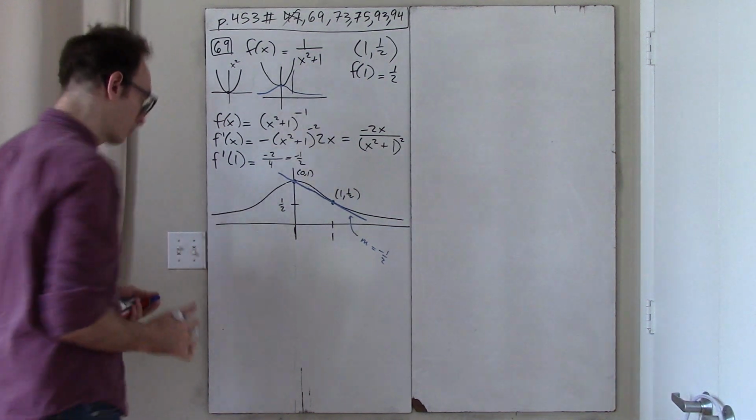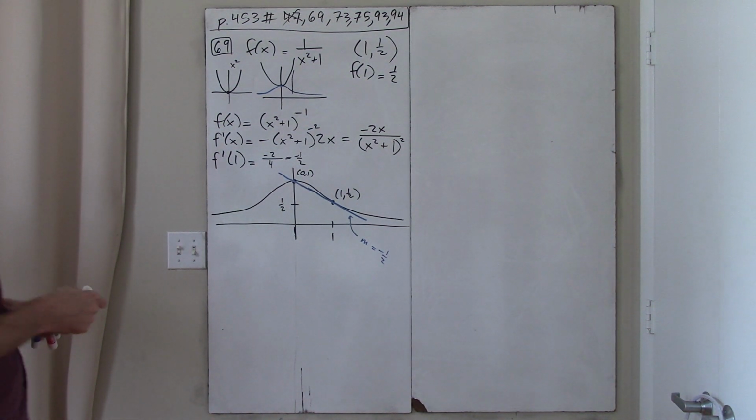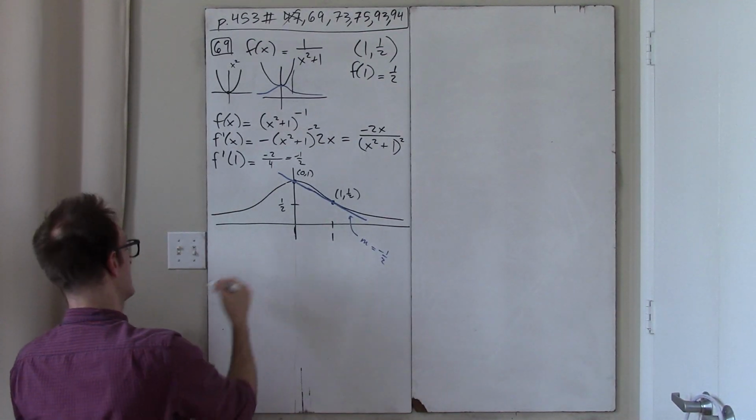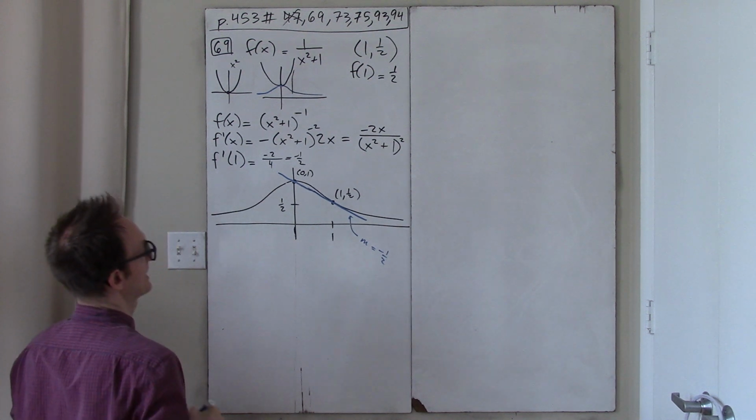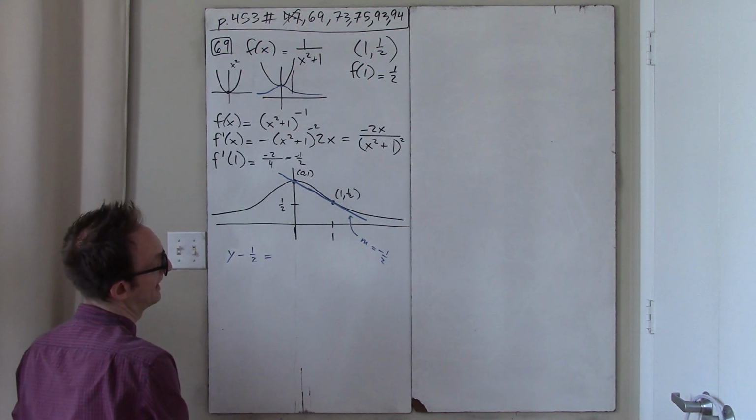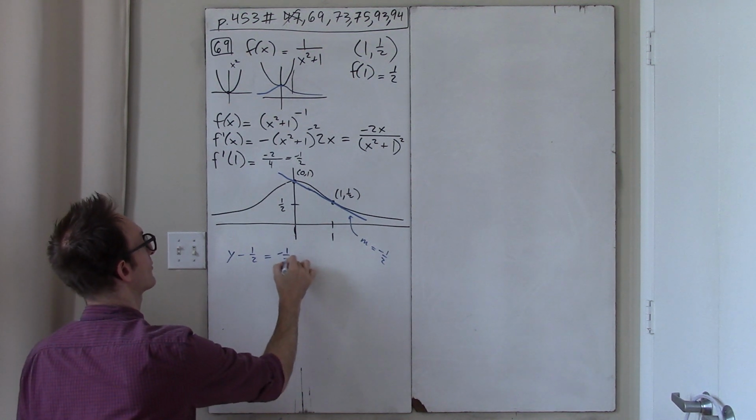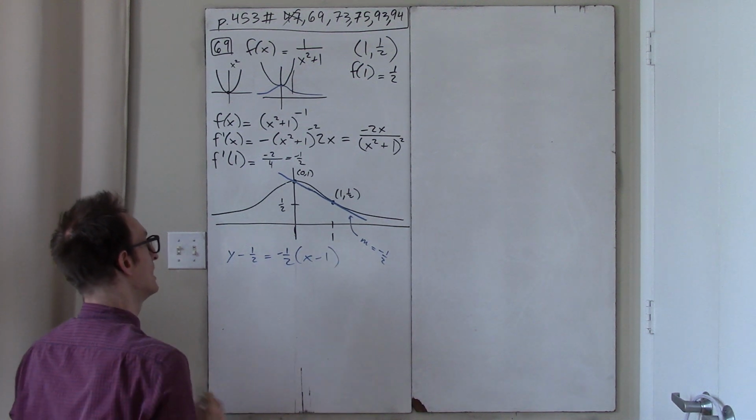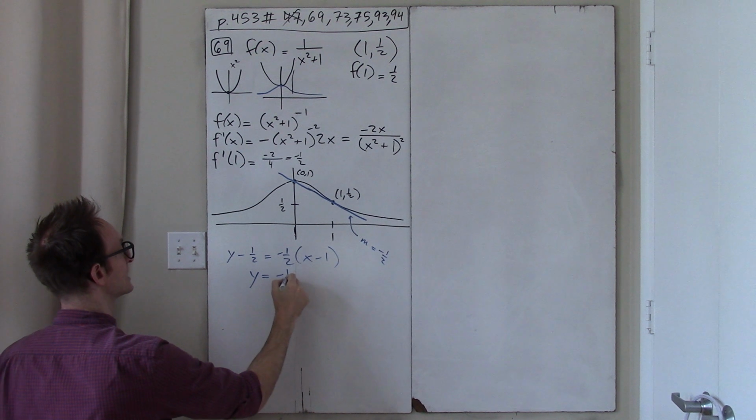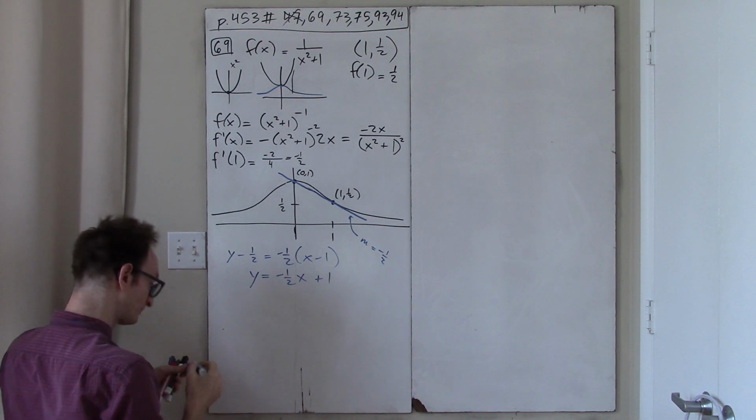Okay, if you didn't notice that, then you have another method at your disposal, which is to write the equation of that blue line. What is it? I'll do it in blue. It's y minus 1/2 equals negative 1/2 times x minus 1, and so perhaps we would just write it as y equals negative 1/2 x, plus 1/2 plus another half, so just plus 1.